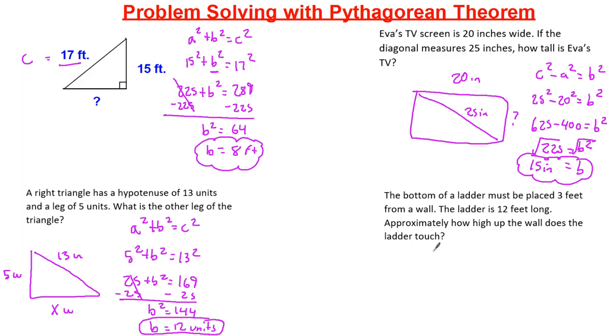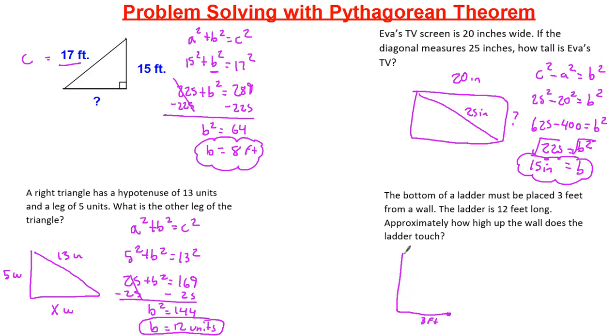Last one. The bottom of a ladder must be placed 3 feet from a wall. The ladder is 12 feet long. Approximately how high up the wall does the ladder touch? Okay, here we go. So we have the wall right here. The bottom of the ladder must be 3 feet from the wall. So this must be the bottom of the ladder here. So it's going to be 3 feet away from the wall.